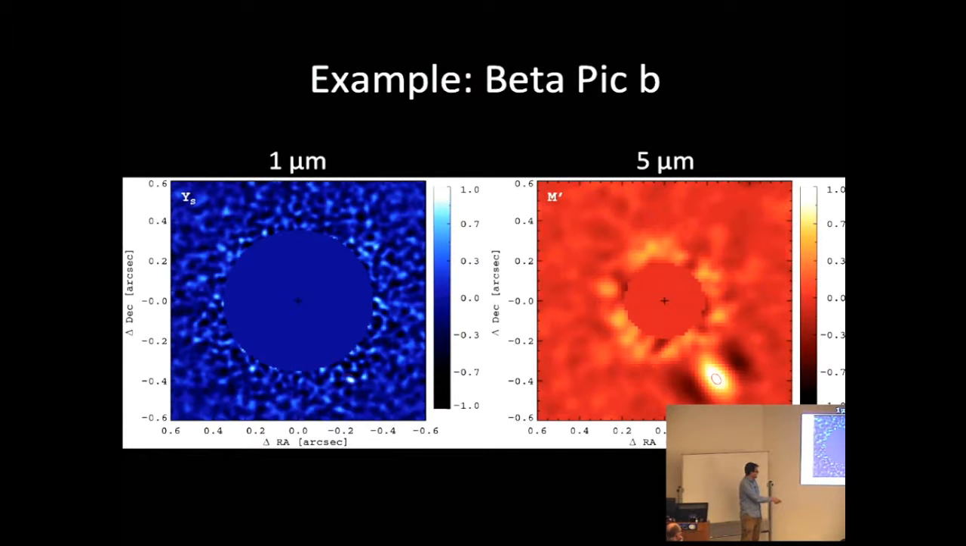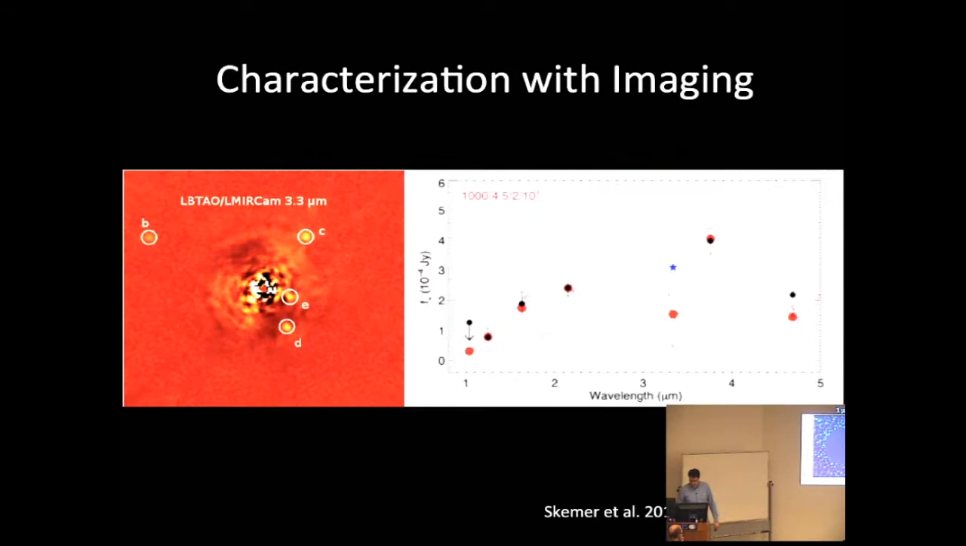You can ignore these little side lobes. That's part of the data reduction process. But it's much, much easier to see at 5 microns than at 1 micron, and that becomes even more extreme as you work to colder and colder objects. So for exoplanet imaging, you take an image, you measure how bright it is at a whole bunch of different wavelengths, and then you compare those to atmospheric models.